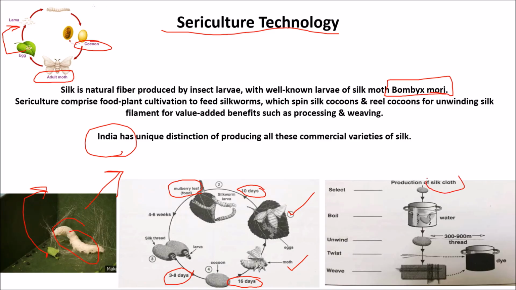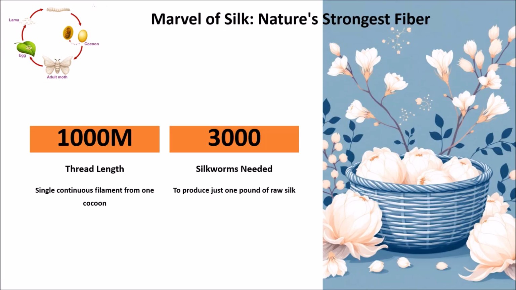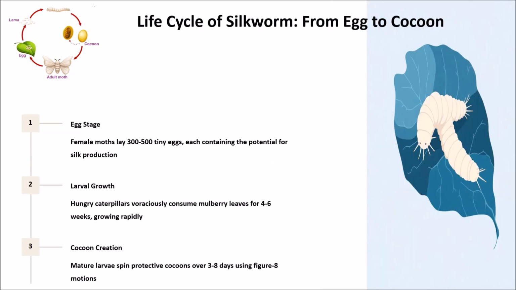The process of producing the silk requires a few events wherein the selection of the cocoon happens, which is boiled in water, unwinding happens, twisting happens, and then finally the process of weaving is done. To know about this marvelous process, we need to understand how much single continuous filament can be produced from just a single cocoon. A single cocoon can convert itself into a thread length of close to 1000, and the silkworms required to make 1 pound of raw silk are close to 3000. So this is a good number.